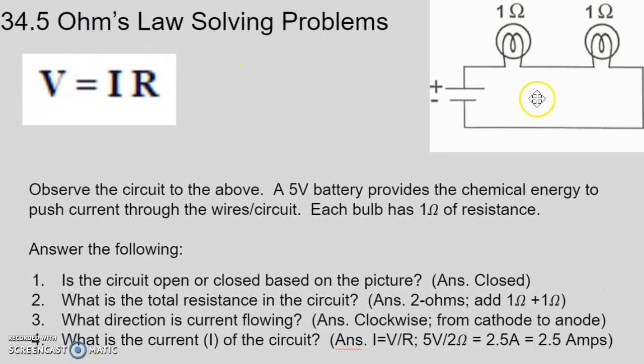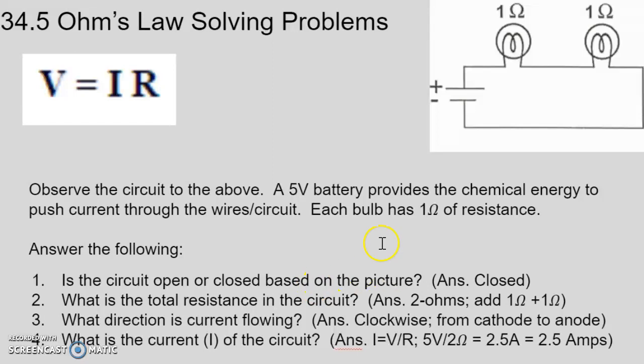So let's do another problem. So here I've given you a little different graphic. I have 2 light bulbs, 2 resistors. They have 1 ohm of resistance each, and I have a single battery here. So observe the circuit above. A 5 volt battery, so this is 5 volts, provides the chemical energy that pushes current through the wires of the circuit. Each bulb is 1 ohm of resistance, as given in the picture. So let's answer the question.